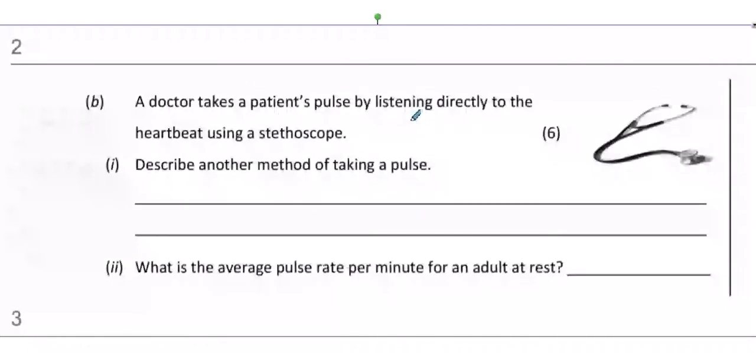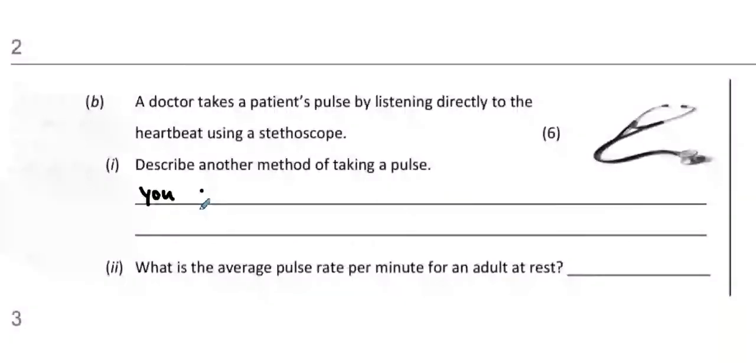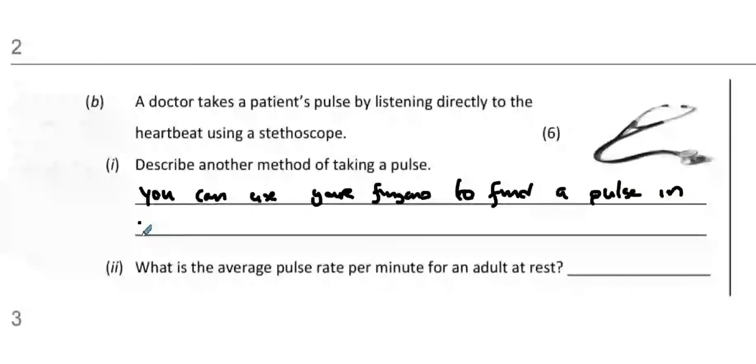2. A doctor takes a patient's pulse by listening directly to the heartbeat using a stethoscope. Describe another method of taking a pulse. Well, you can use your fingers to find a pulse in your wrist. Your wrist. There you go.